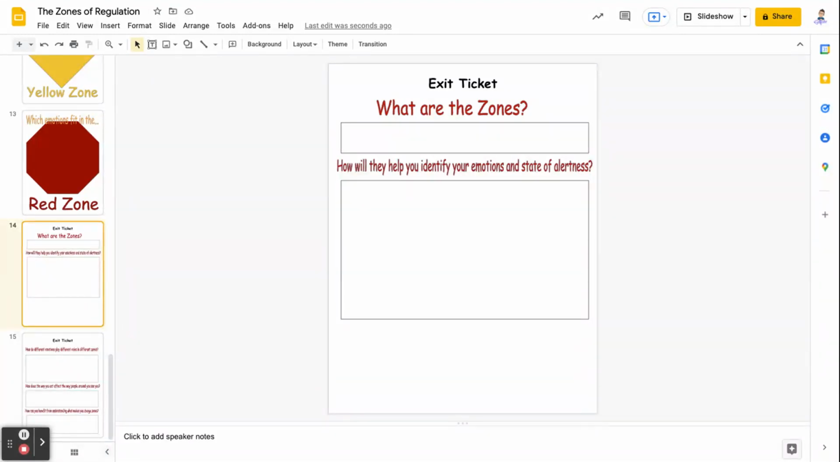The first question: what are the zones? So please list the four different colors of the zones and what kind of feelings belong in each zone. The second question: how do they help you identify your emotions and your state of alertness? Use what you know from this lesson to answer the question to the best of your ability.